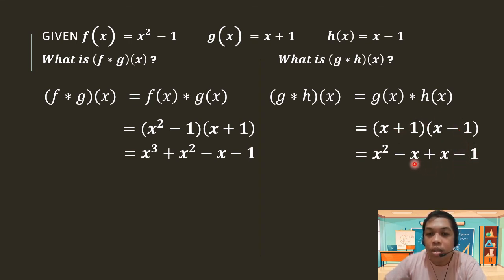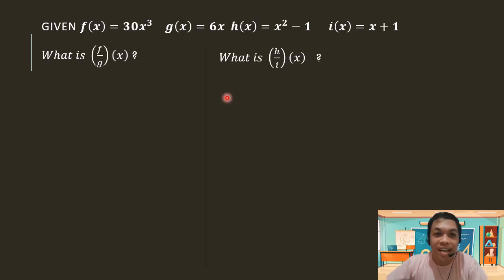So as you can see on this part, meron tayong like terms, that is negative x and positive x. So ito, pag pinag-minus natin, 0 na ang magiging value niya or may eliminate na siya. So we have now x squared minus 1.